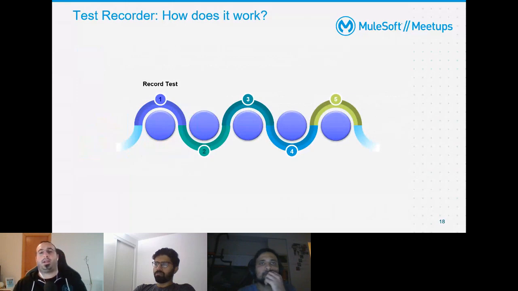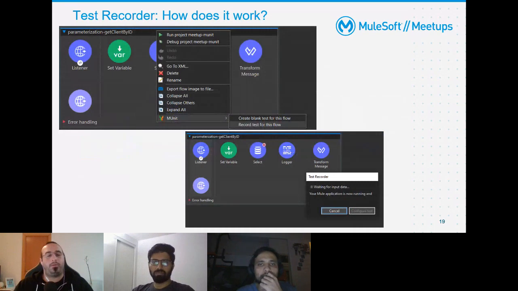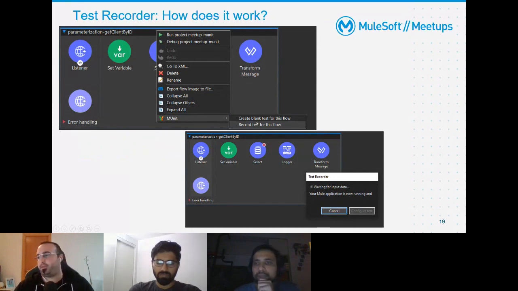So test recorder, how does it work? Let's see it in a simple way in 5 steps. The first thing we have to do is record the test. For this, we go to our flow, whatever you want, and we right click on the flow. Then we go to MUnit and then record test for this flow. As soon as we click on this option, this little window will pop up, and as you can see, it says that it's waiting for input data.